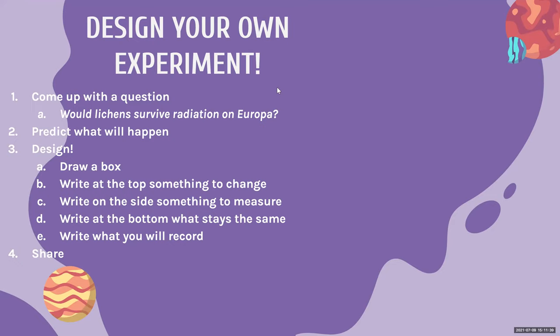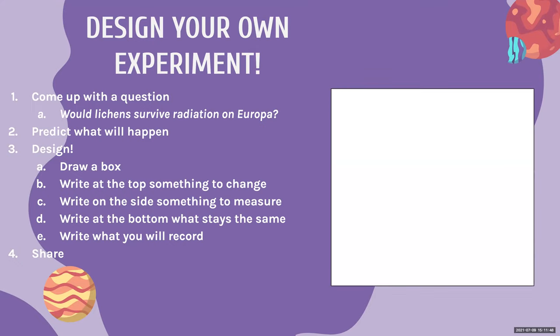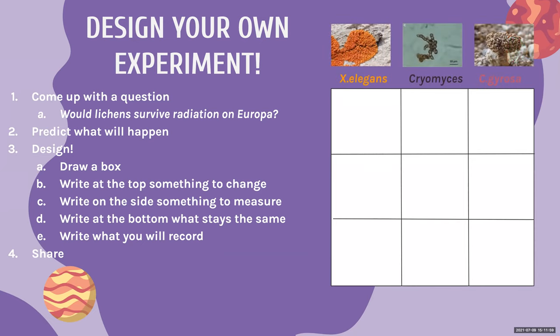So next step would be to design. If you come up with a question and maybe come up with a hypothesis. So first step would be drawing a box. This can just be a flat square box. And you want to write at the top the thing you are changing, right? So in this example experiment, I want to look at different lichens or different fungi as well. So I'm going to pick the three that we talked about today. I'm looking at Z. elegans, Chryomyces, which is the black fungi, and then Circinaria gyrosa. And again, this is just anything you're changing. It doesn't have to be different species. Since I'm looking at different species, that's the thing that's being changed.